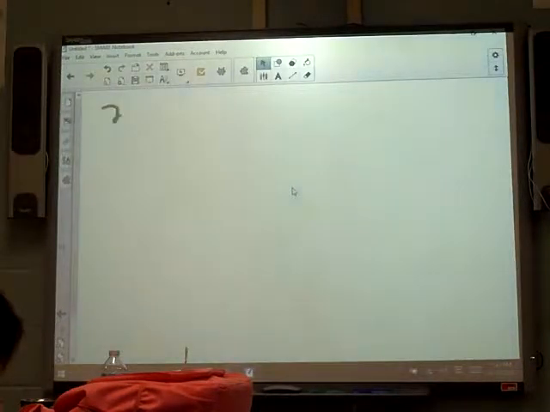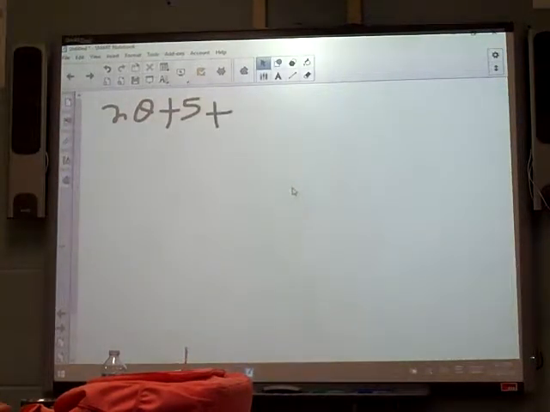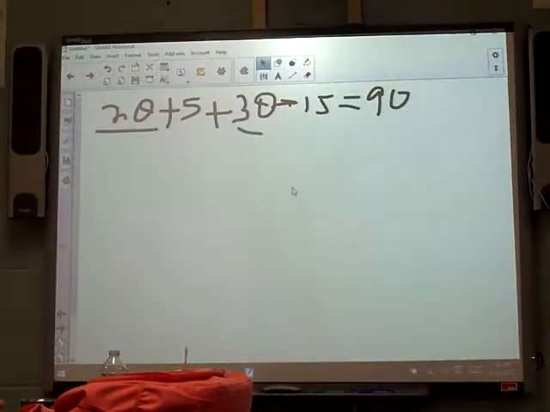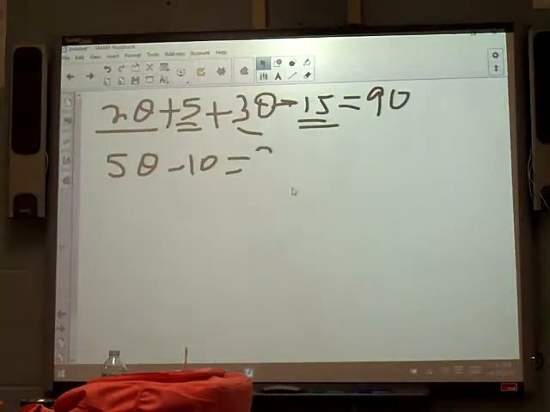You would have had 2 theta plus 5 plus the other one, which is 3 theta minus 15, equal to 90. So your thetas, 2 and 3, were 5 theta, and then 5 and negative 15 is negative 10. So you just had a 2-step middle school equation to solve there for your angle.